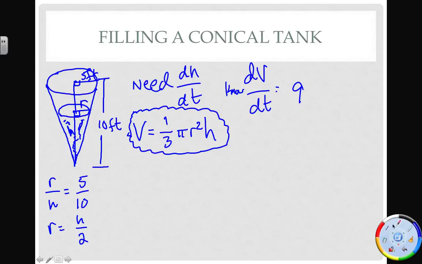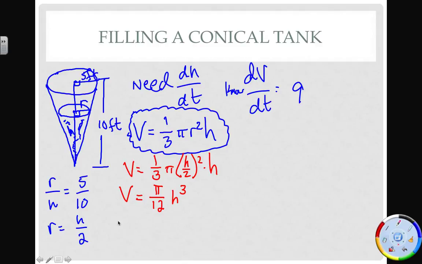Well, that's super nice because now I can change this formula to V equals 1/3 pi times (H over 2) squared times H. And if you simplify this down, this becomes pi over, 4 times 3 is 12, H cubed. Now you notice that our formula now only has H's and V's, which is super nice because, one, it makes our problem simpler, but it also just compares the two things that we need and we know.